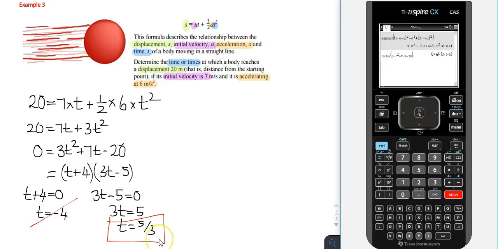So I should have actually had, I believe it's in seconds. Having a quick read, determine the time or times at which, no, so the question doesn't say whether or not. Oh, it does. So initial velocity is meters per second and acceleration is 6 meters per second squared. So I do actually have units, and that is seconds for this question. So you should have that in there.